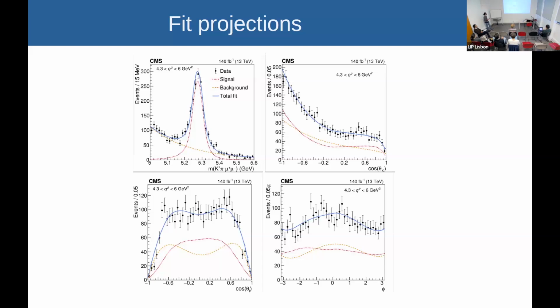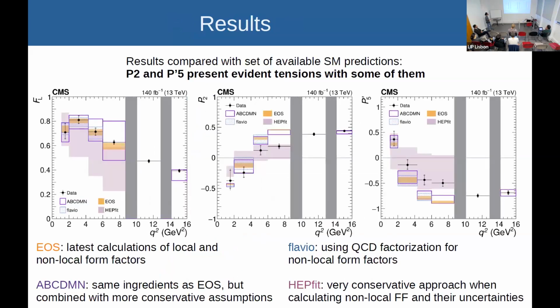So this is an example of the results in one of the q-squared bins, the result of the fit. You can see the four projections on the three angular variables and the invariant mass. And you can see the background model, the signal model in red, and then the total model in blue. And these are the results of the analysis.